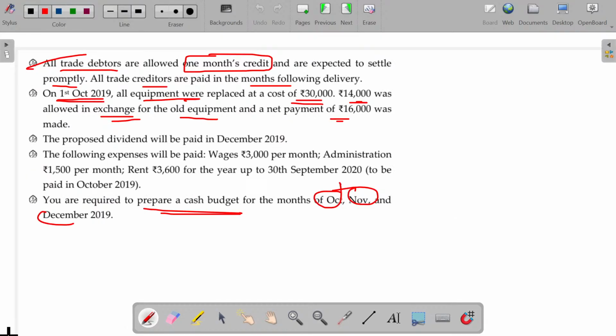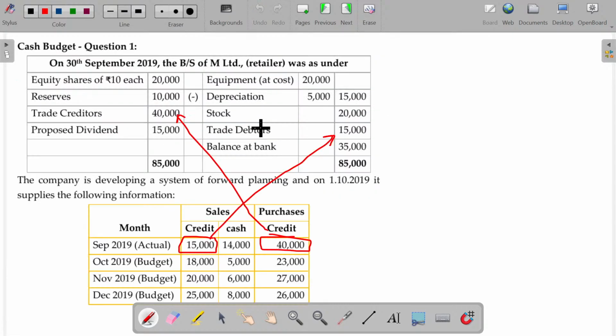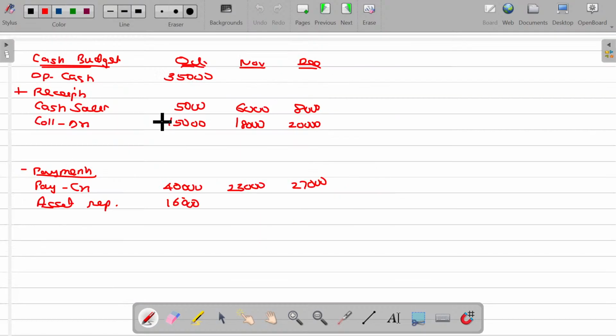Clear? The proposed dividend will be paid in December 2019. What's the proposed dividend we have? 15,000 rupees as per the balance sheet information. This 15,000 is paid in December. Okay. So dividend paid.